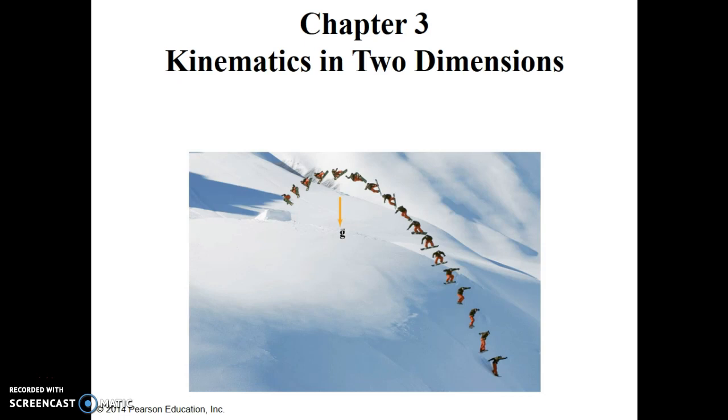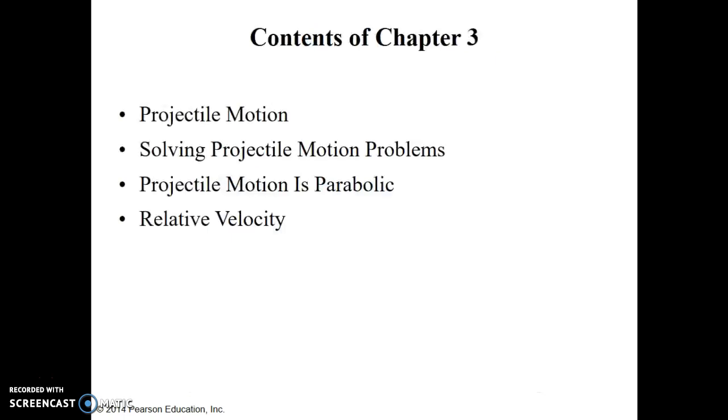So in this video, we're moving on into kinematics in 2 dimensions. Chapter 2 taught us about basic motion, position, velocity, acceleration, displacement, all of those. And also taught us about basic kinematic equations for one-dimensional motion. We're now getting into 2 dimensions here in this chapter. We'll start off talking about projectile motion. We'll also talk about how to solve these types of problems. We'll look at the shape of projectile motion being parabolic, and then we'll finish up with relative velocity. And then in a second video, we'll actually do an example of projectile motion problems.